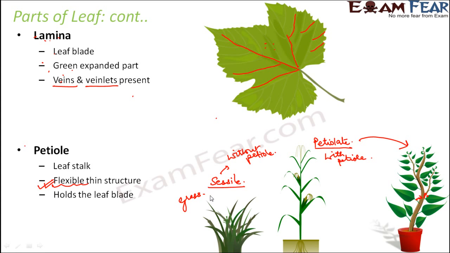Now, talking about sessile, it is not only grass which is an example. Even monocotyledonous plants like corn are another example. Here, do you see the petiole? See, this is the stem and this is the leaf. Do you see a stalk-like structure? No, right? There is no stalk-like structure present, so there is no petiole. So this is again an example of sessile leaves. So, based on whether the petiole is present or not, the leaves can be divided into two types, sessile leaves and petiolate leaves.